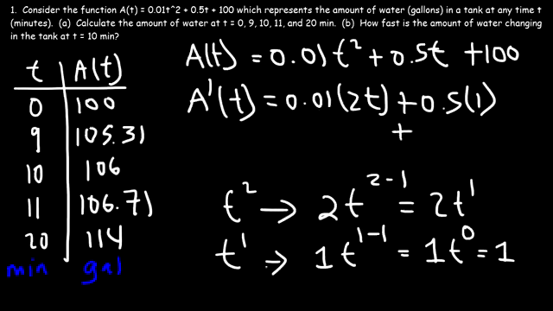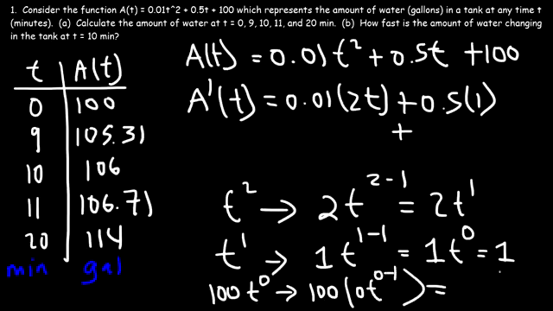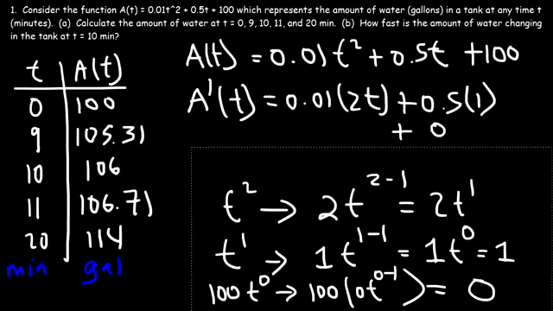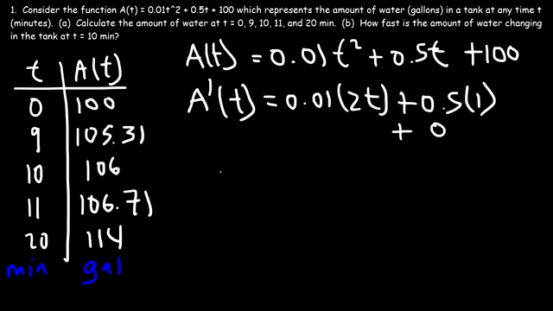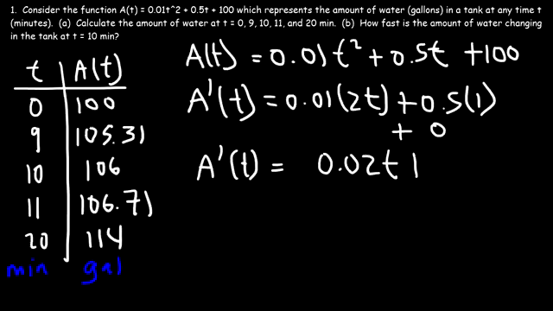Now what about the derivative of a constant, like 100? The derivative of any constant is 0. If you were to use the power rule, this would be 100 times 0, because you need to bring this to the front, and then it's going to be t to the 0 minus 1. 100 times 0, the whole thing is 0. So therefore, the derivative function is going to be A prime of t, which is 0.01 times 2, that's 0.02t plus 0.5.